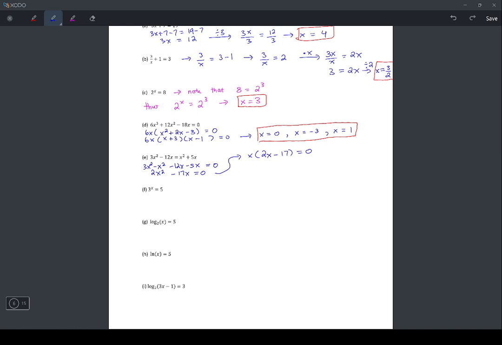This is a little bit harder to solve. I'm still going to set each product in this expression equal to 0. So the first product is just x. Well, if x is 0, then the whole thing is 0, so that's the solution. And the second, I am setting 2x minus 17 equal to 0. 2x is equal to 17. X is equal to 17 over 2. There you go. So there's your 2 answers for that one.